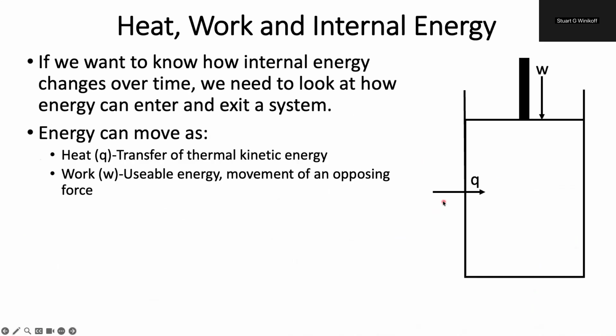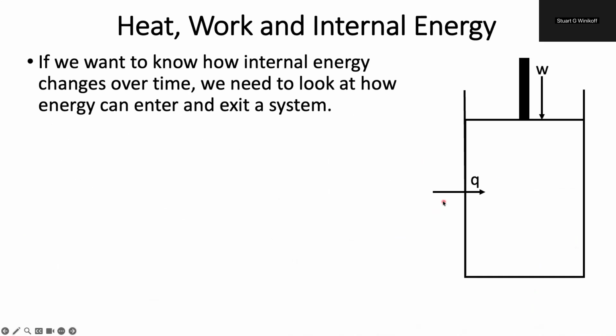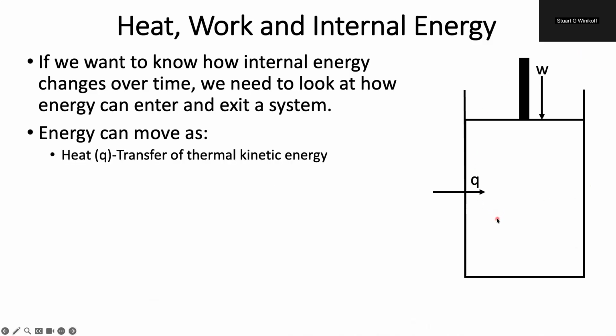look at how it enters and exits the system. So, we can imagine energy entering and exiting the system in two key ways. The first is heat, which, my apologies, is represented as Q. And this is going to be the transfer of kinetic thermal energy, so that random kinetic energy from an area of high concentration to an area of low concentration, which is another way of just saying energy goes from high temperature to low temperature.